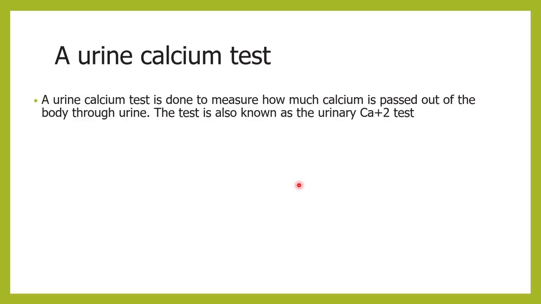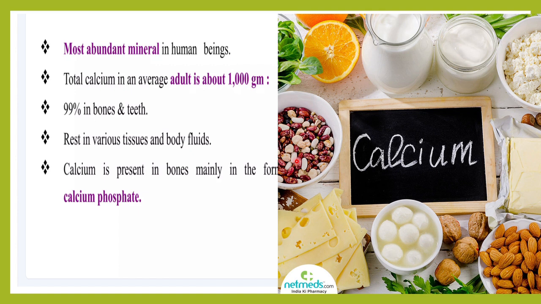So you all know that calcium is a very important mineral in our body. The urine calcium test measures the amount of calcium which is excreted from the body via the urine. You know that 99% of this calcium is seen in the bones, and the remaining 1% is distributed extracellularly. The calcium present in the bones and the teeth is mainly in the form of calcium phosphate.